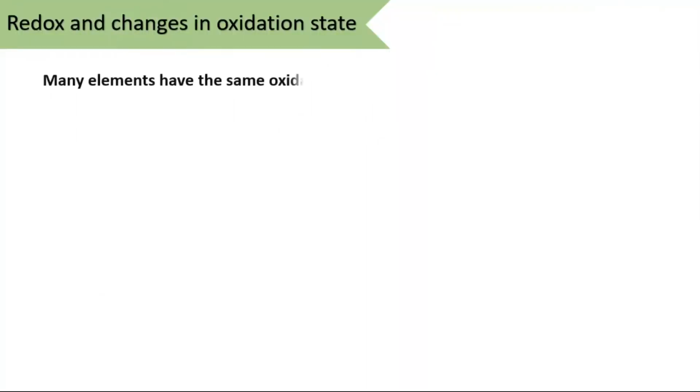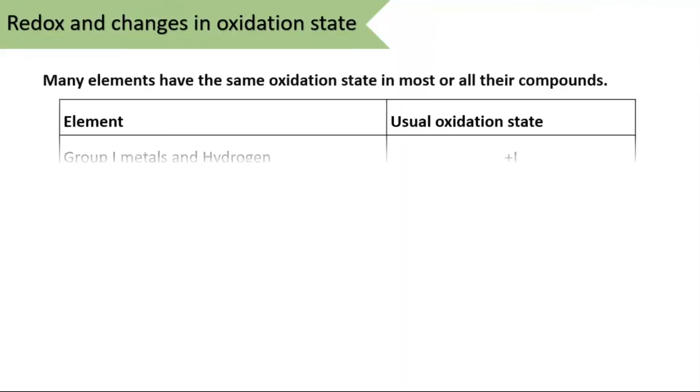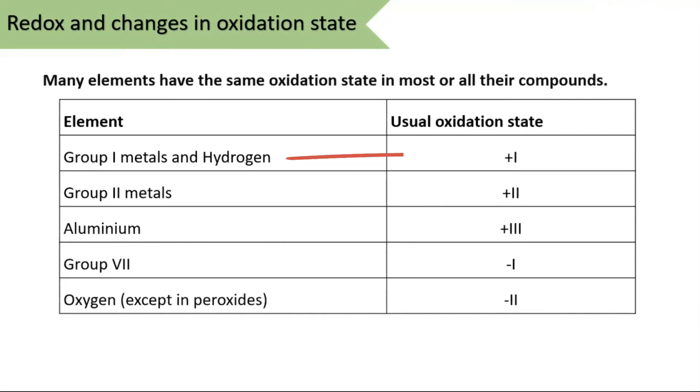Now remember this table for future. These elements have only one oxidation state. Group 1 metals including hydrogen have oxidation state +1. Group 2 has +2 and group 7, or halogens, has -1. Apart from them, aluminium has +3 and oxygen has -2. Remember, in hydrogen peroxide, oxygen has oxidation state -1. That's the only exception for oxygen.